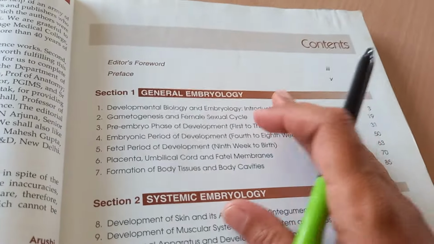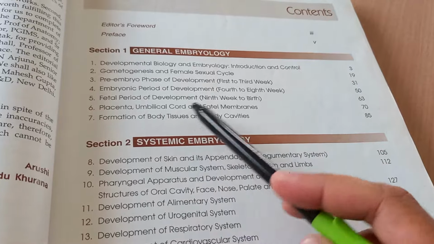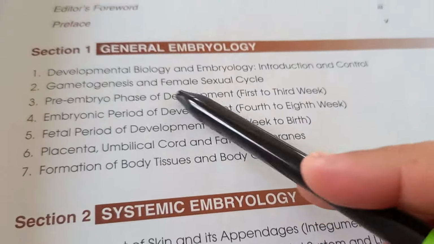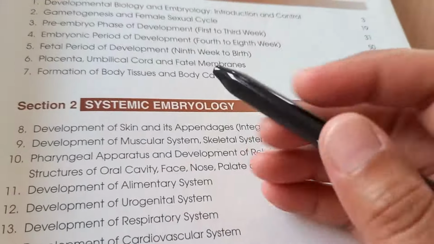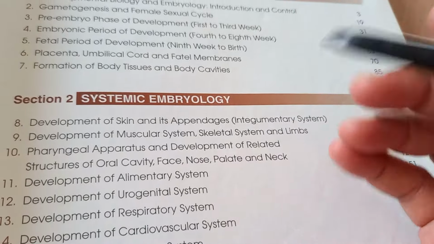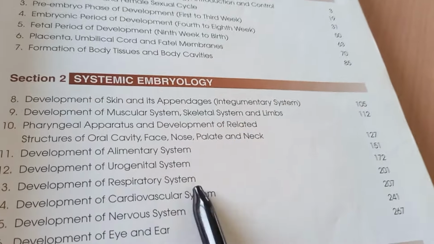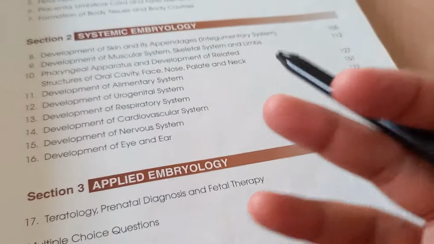So general embryology, all the fertilization and all that, then how the development happens week by week, that they have shown here. Then systemic embryology, specific things, how they develop. Let us say the heart. You want to know how the heart develops, right? Then you have to come to this chapter, development of the cardiovascular system. So you should know how the ventricular septum develops.